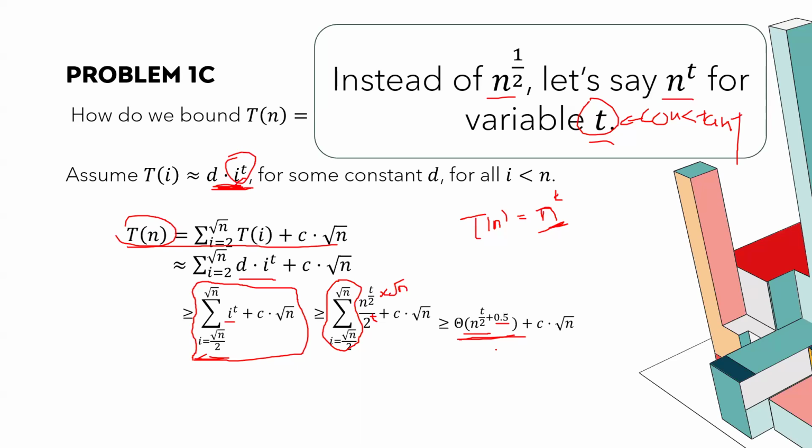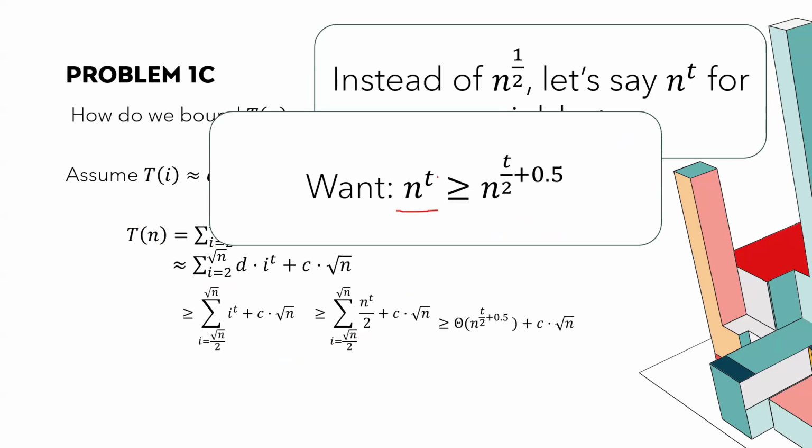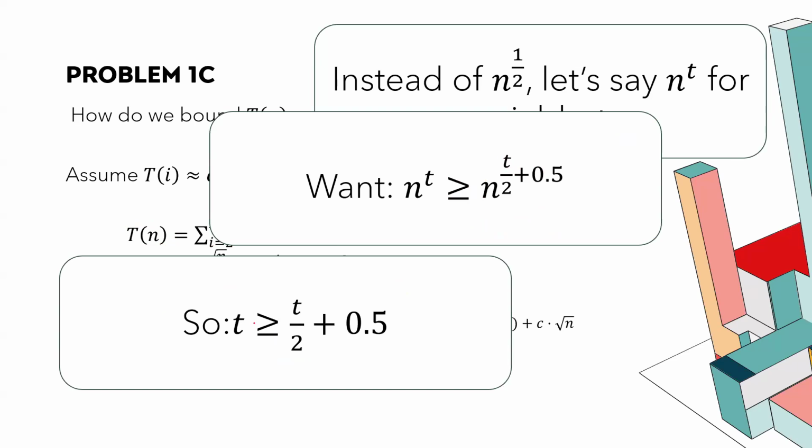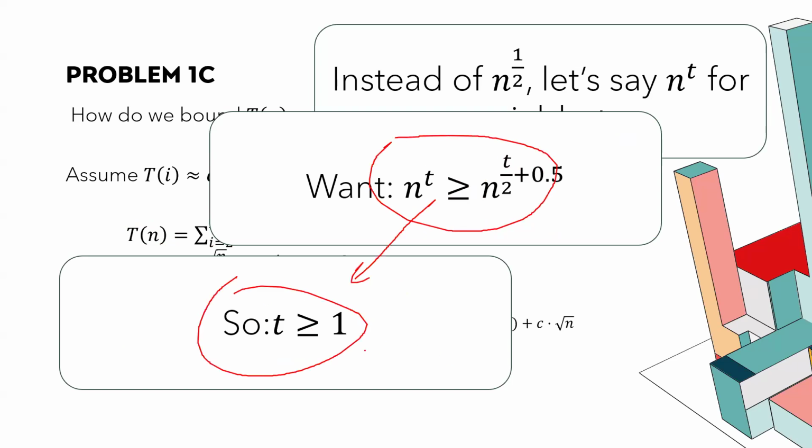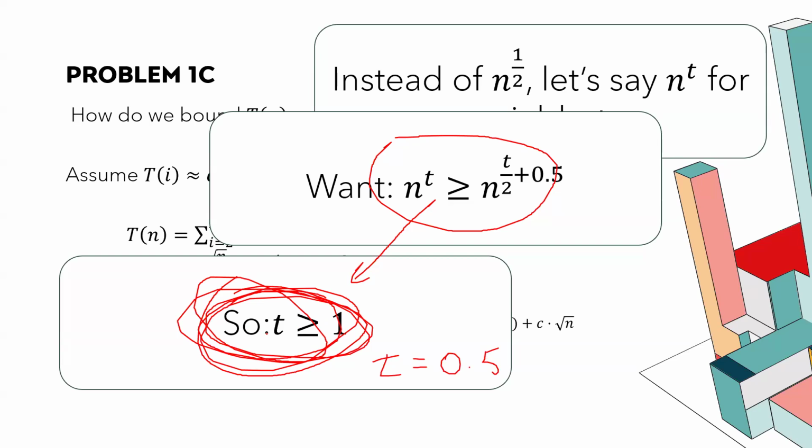So remember, we wanted a guess for T(n). What we actually want is that n^t is at least n to the t over 2 plus 0.5. In other words, we want t to be at least t over 2 plus 0.5, which means t over 2 has to be at least 0.5, which means that t is at least 1. And the fact that we want this tells us why our initial guess was bad. When t was 0.5, it didn't meet this requirement, so the proof failed. So let's fix that. Let's set t to 1 and see what happens.